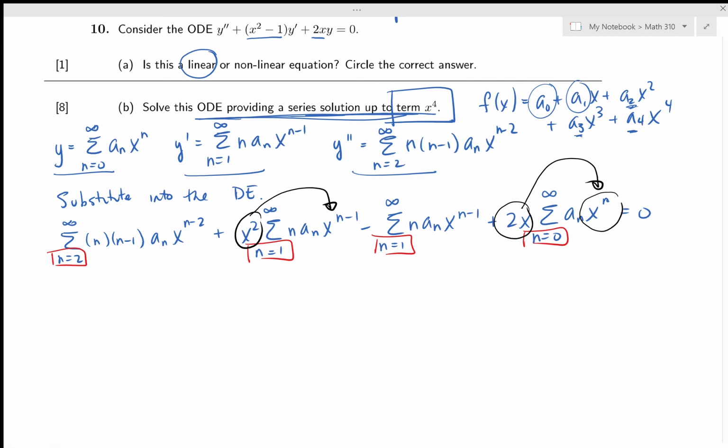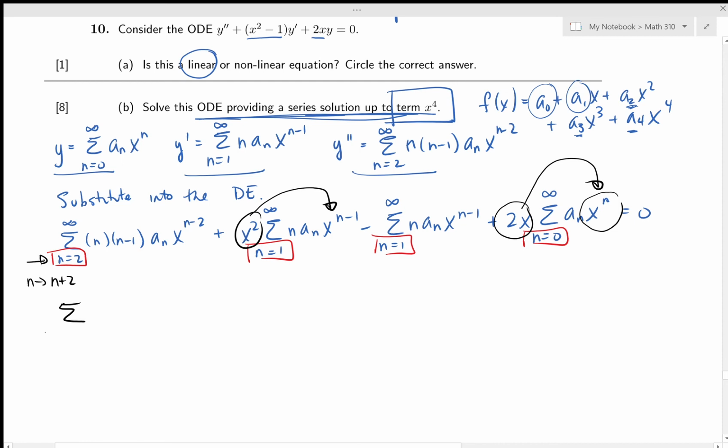And at the same time I'm going to change the indexing on this one here. So on this one, n is going to n plus 2. I'm going to do that on this first sum, and then I'm going to just deal with adjusting the powers of x here. Okay, so here n is going to n plus 2.